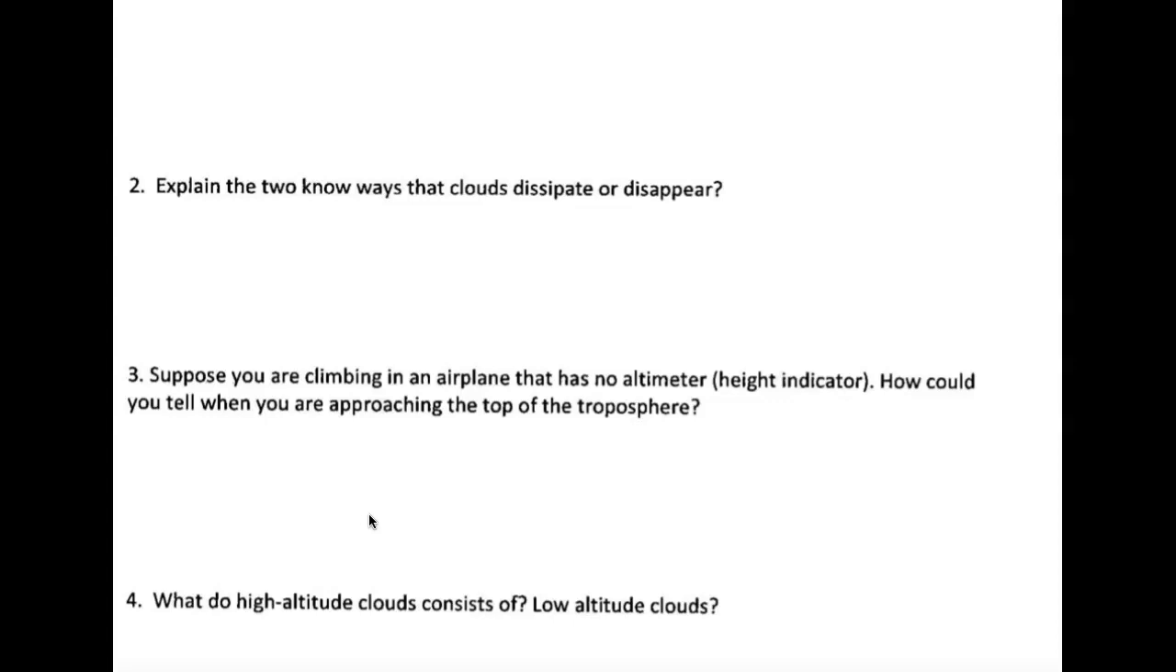Therefore, if you have no altimeter, but you have a thermometer, as soon as the thermometer begins to register constant temperature, you know that you're at the top of the troposphere. So, having a thermometer to indicate when you are just approaching the tropopause is a way that you could tell that you are at the top of the troposphere.